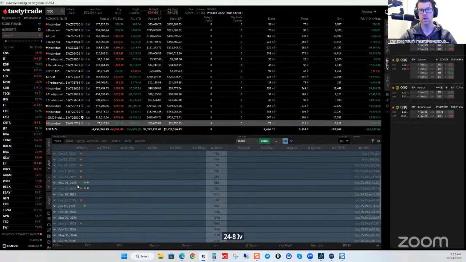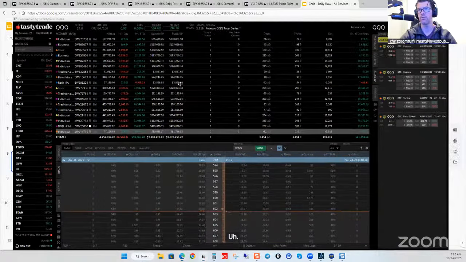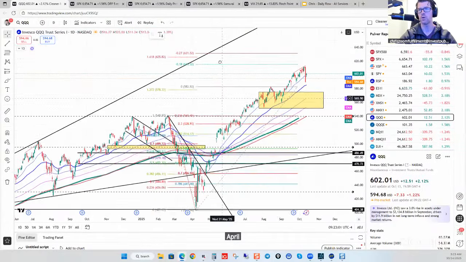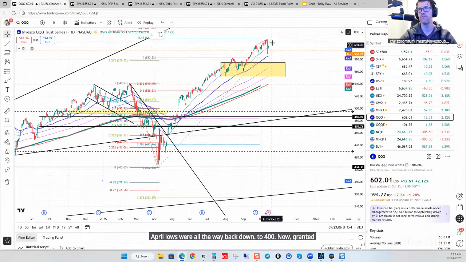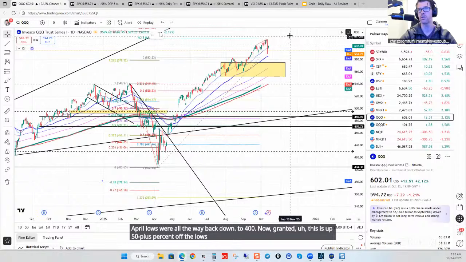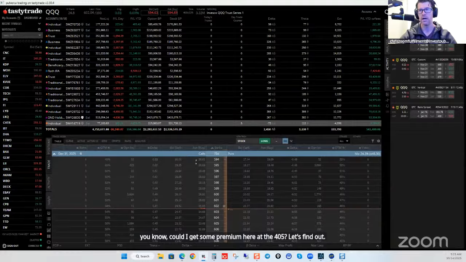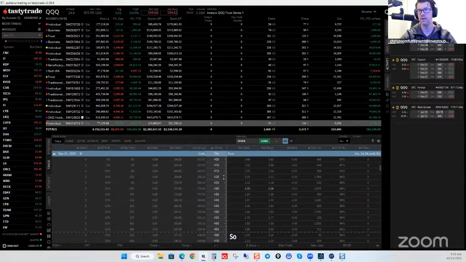24.8 IV rank, going out to December, end of the year. The lows, I believe, were the low 400s on the QQQ. April lows were all the way back down to 400. Now, granted, this is up 50+% off the lows. S&P's up about 40% off the lows. Could I get some premium here at the 405? Let's find out. December 405. I'm noticing I'm not getting a lot of premium.